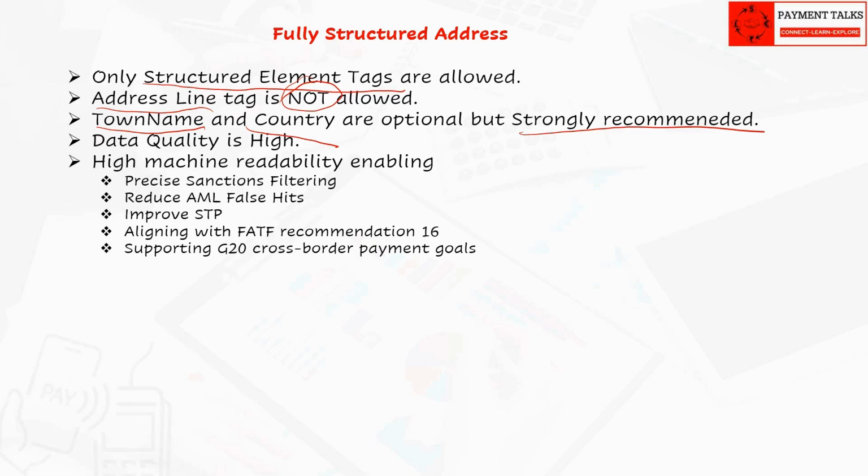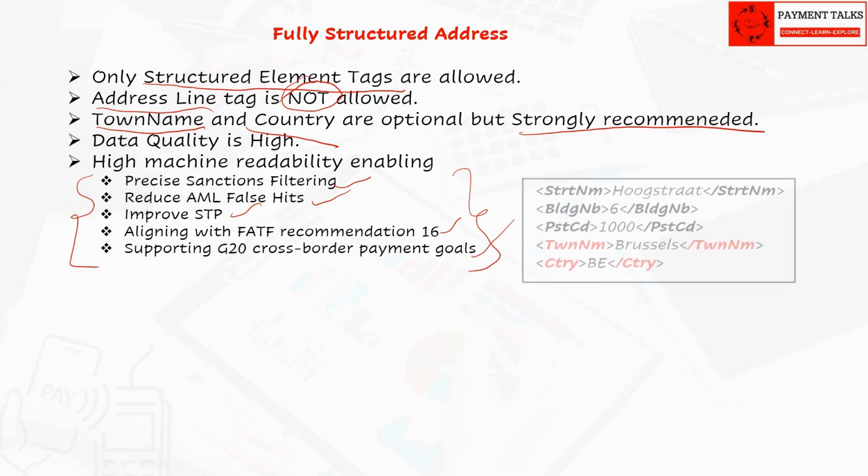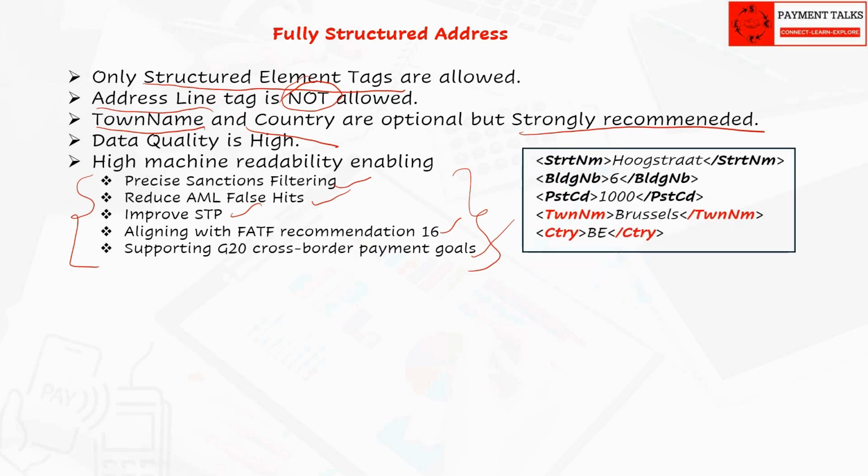Data quality is high and it is easily machine readable because of dedicated tags. This is the reason structured addresses are the target state, as they enable precise sanctions filtering, reduce AML false hits, improve straight-through processing, align with FATF recommendation 16 and support G20 cross-border payment goals. Example can be seen here. All structured elements with presence of town name and country, no address line.